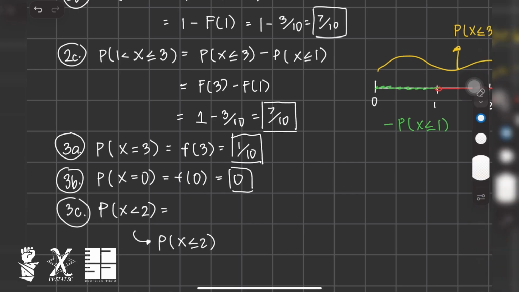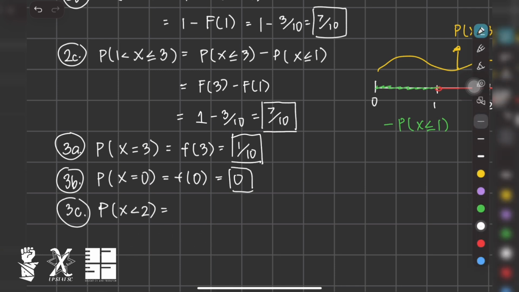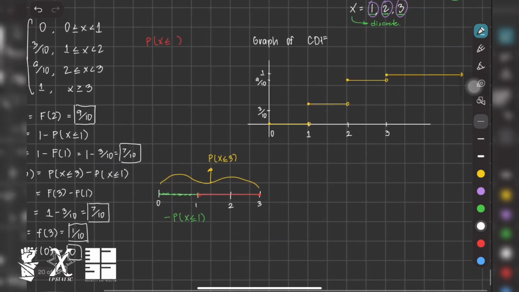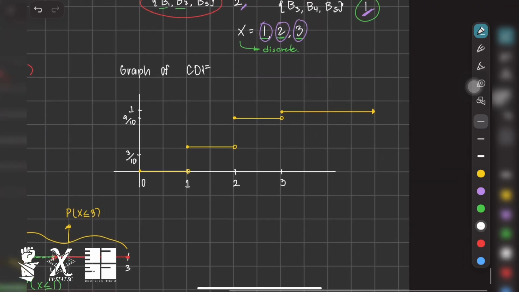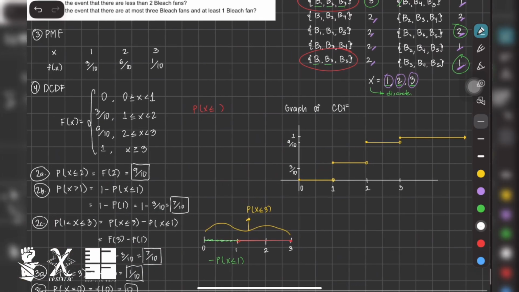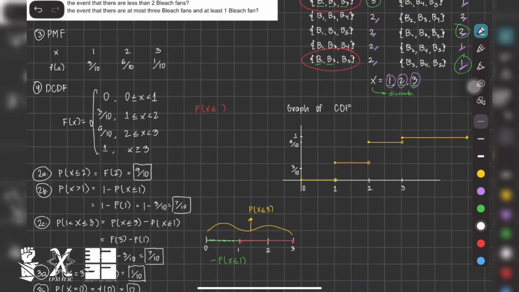But we need to remove the equal to. Okay, so how do we do that? I will introduce to you the concept of left limit here. The notation for this is F of 2 from the left. Why? When you look at the graph of your cumulative distribution function, we are basically just graphing our piecewise function of the CDF here on the right side.